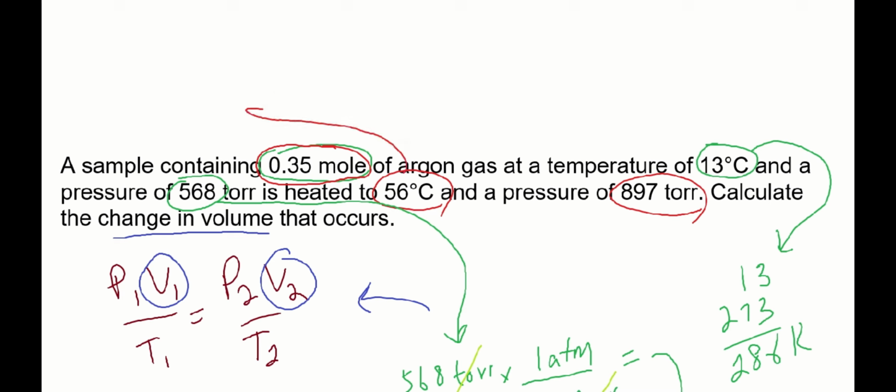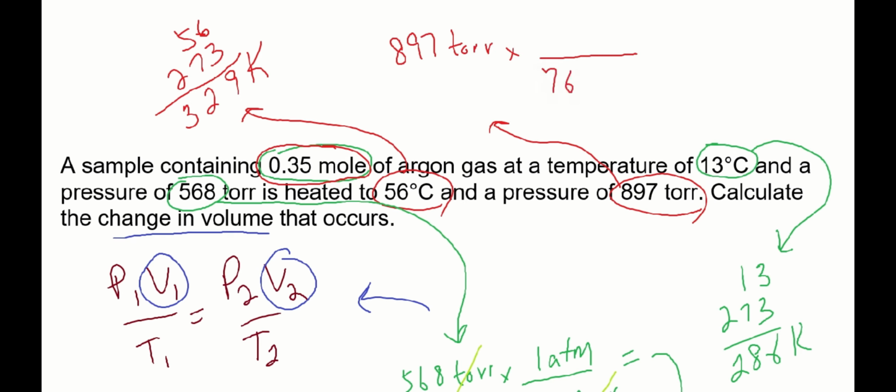We need to turn Celsius into Kelvin. So 56 degrees Celsius plus 273. The Kelvin scale has the same increments as the Celsius scale. It's just shifted by 273.15. So we can just add 273 to get the same value in the Kelvin scale. So the final temperature of this gas is 329 Kelvin. Now let's turn torr into atmospheres. 760 torr is equal to 1 standard atmosphere.